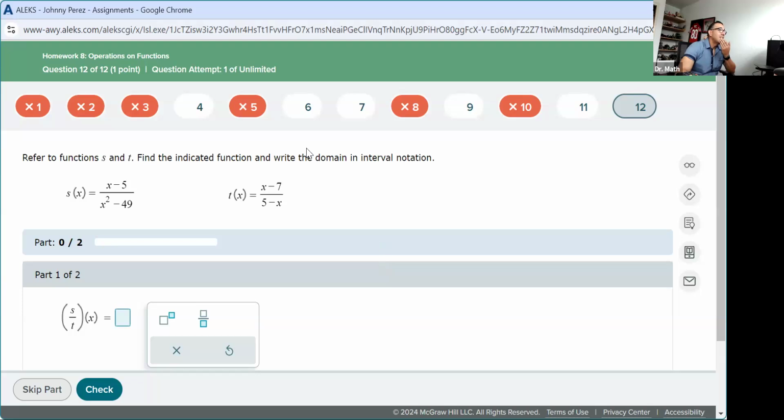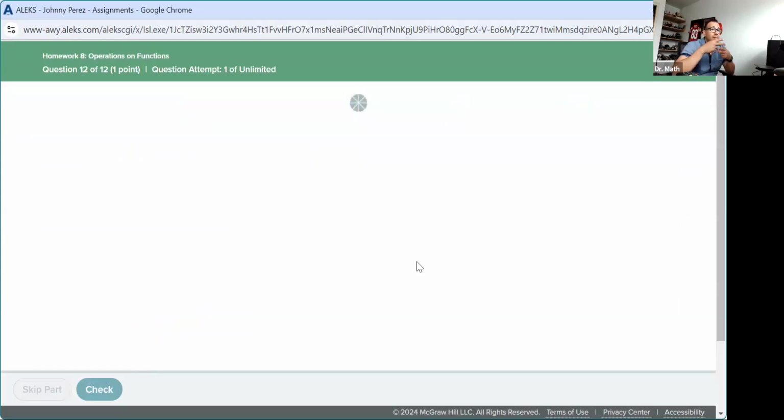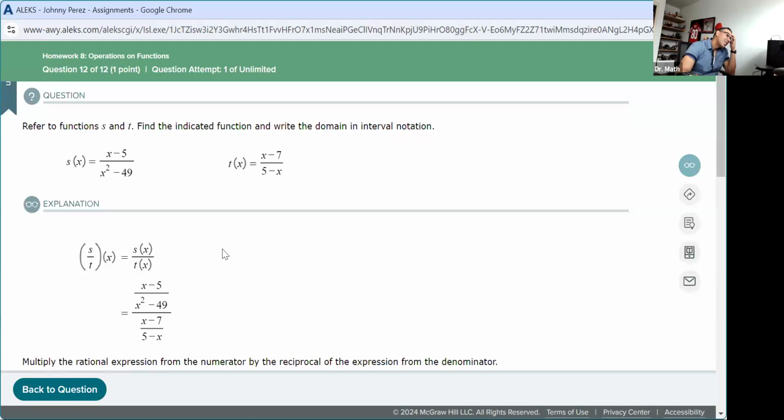All right, this one might seem tricky. It gets a lot of people because there are fractions. And look, it says S on top, T at the bottom. So all you're doing is you're going to have a fraction divided by a fraction. S is right here, and then T is down here.